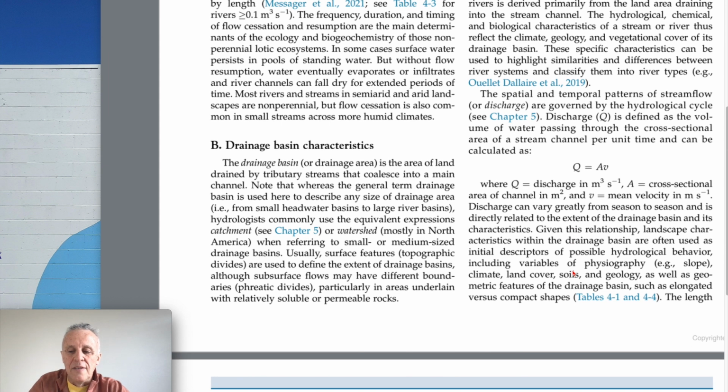Discharge can vary greatly from season to season and is directly related to the extent of the drainage basin and its characteristics. Given these relationships, landscape characteristics within the drainage basins are often used as initial descriptors of possible hydrological behavior, including variables of physiography, for example slope, climate, land cover, soils, and geology, as well as geometric features of the drainage basin, such as elongated versus compact shapes.